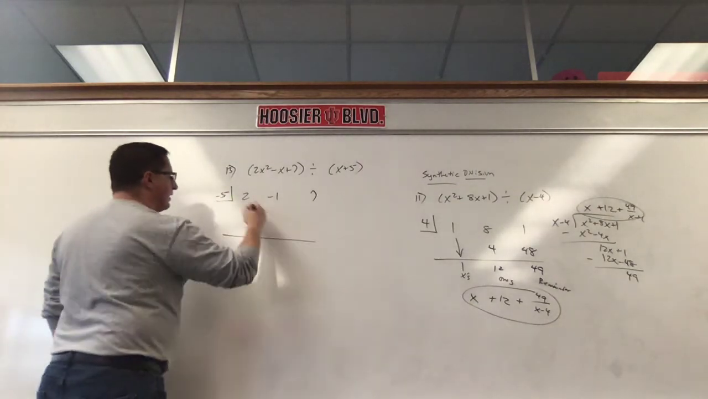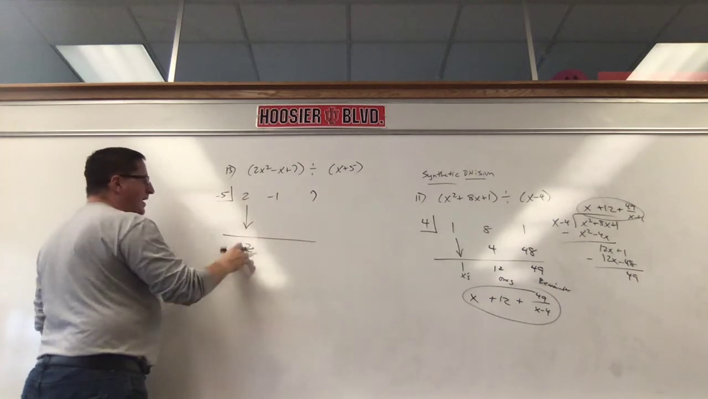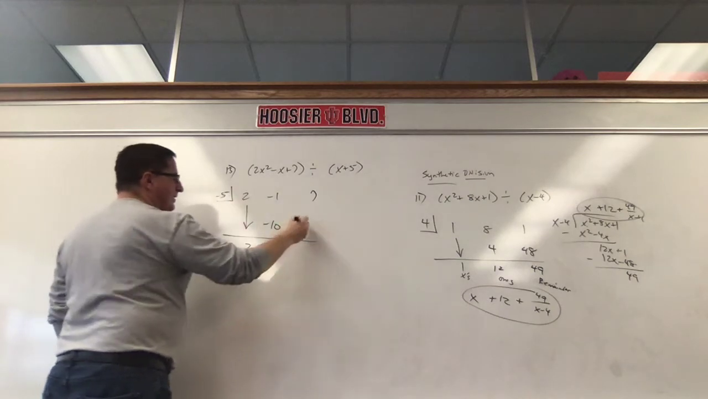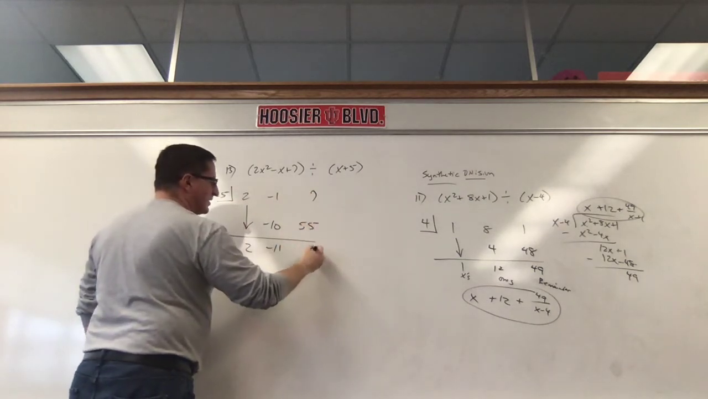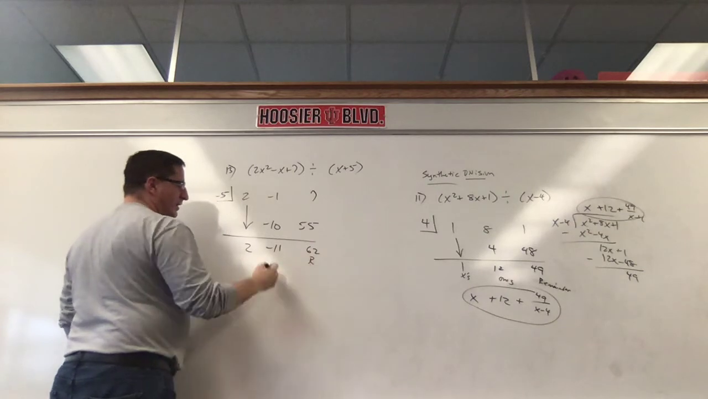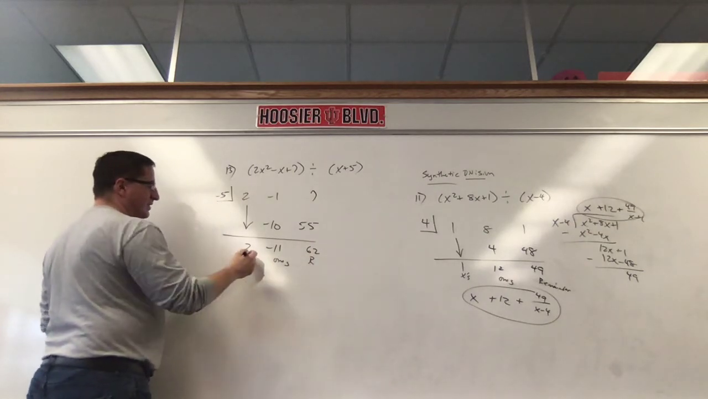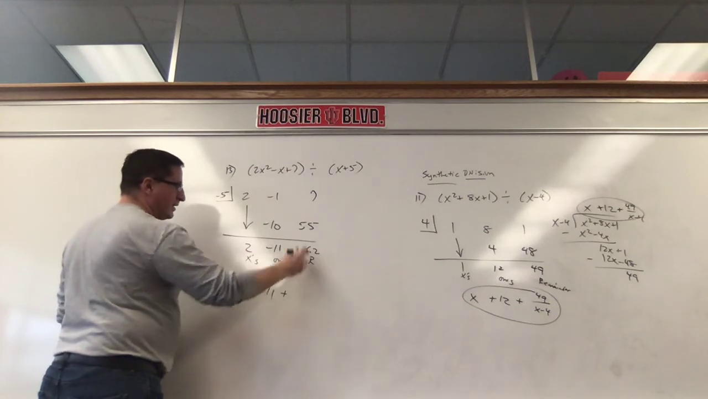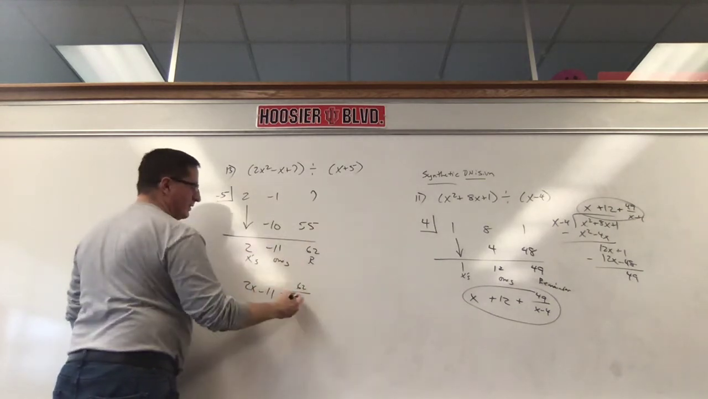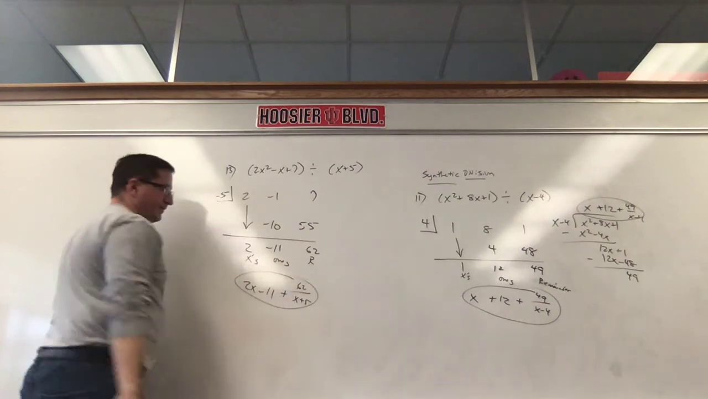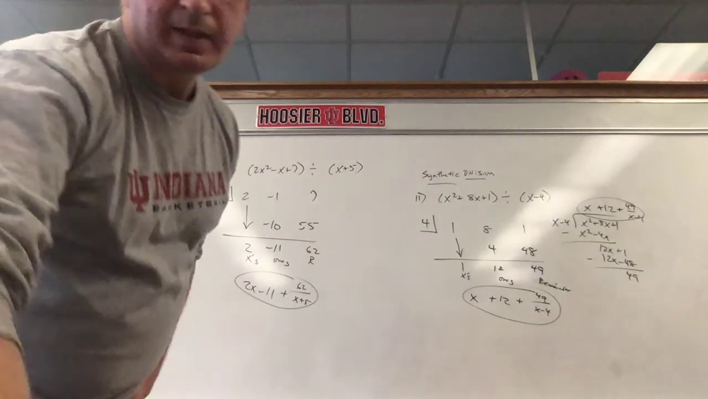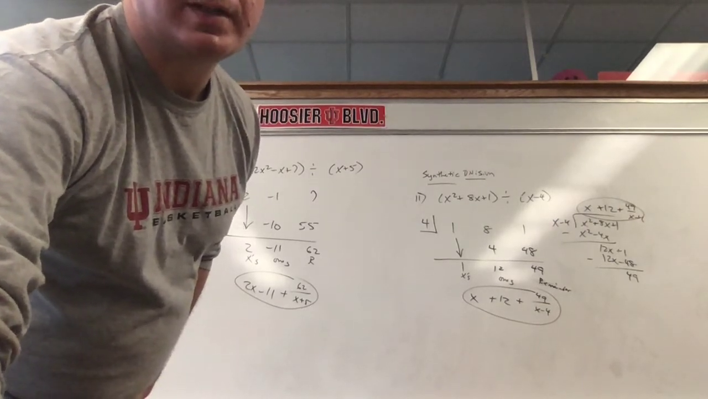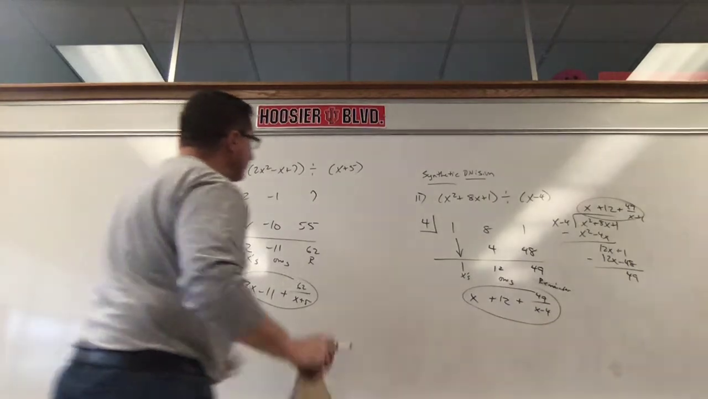Okay, we draw our line, drop down the 2. Multiply to negative 10, add to negative 11. Multiply to 55, add to 62. This is our remainder. These are the 1's, these are the x's. There are no x squared. So there's 2 x's minus 11 plus 62 over what we divided by, x plus 5. Done. Okay. All right, next one, number 15. 2 more to go.